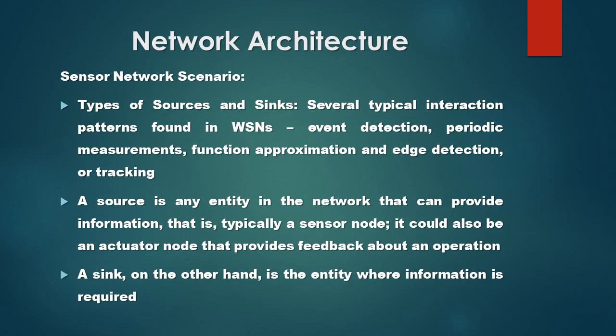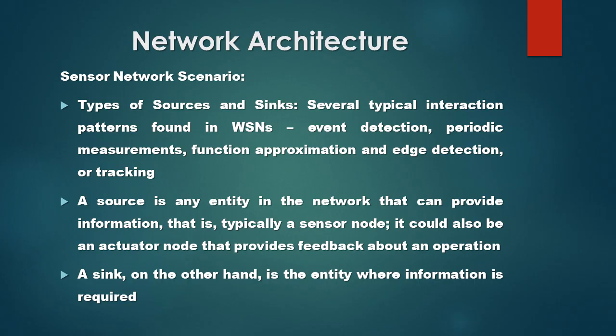Network architecture. Sensor network scenario. Types of sources and sinks. Several typical interaction patterns are found in wireless sensor networks. First one, event detection. Second one, periodic measurements, function approximation and edge detection or tracking.